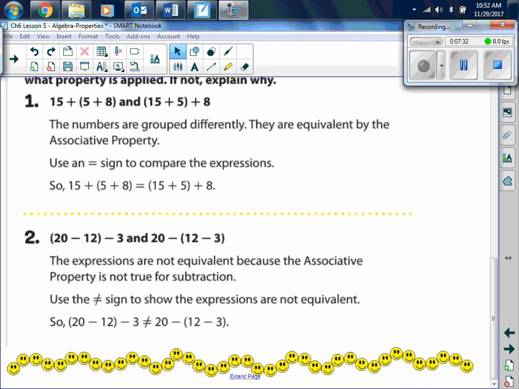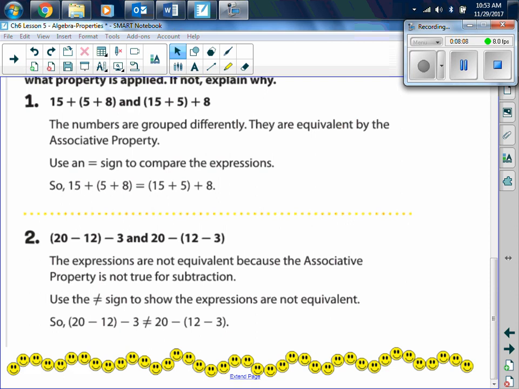So for example 2, we have the quantity of 20 minus 12, minus 3, and 20 minus the quantity of 12 minus 3. So when we do this, 20 minus 12 is 8, minus 3 is 5. Now on this one, we have 12 minus 3 is 9, and then we have 20 minus 9, which is 11. So are they the same? No, they're not the same. They are different. So they are not equivalent.